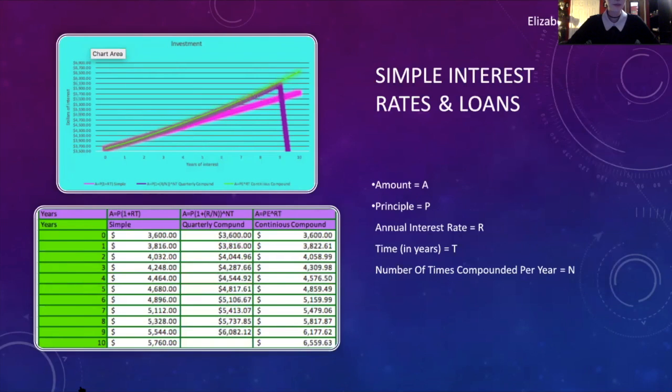As you can see on the bottom of the screen, the A stands for the amount, equals the principal, and then the rate, the annual rate, and then the time in years. So it seemed really tedious, but it actually broke down a lot and it showed a lot.